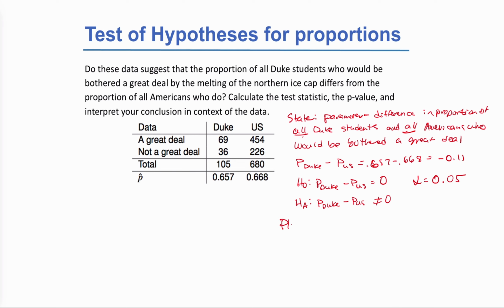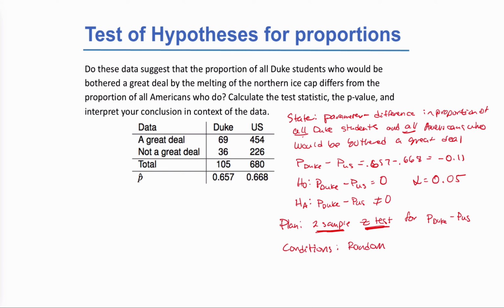In our plan step, we state the name of the test. This is a 2-sample z-test for a difference of proportions. So we could say P Duke minus P US, or P1 minus P2, or whatever. But it's a 2-sample z-test. And we check our conditions.